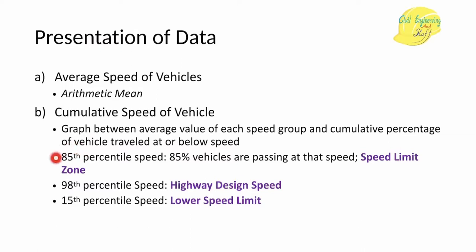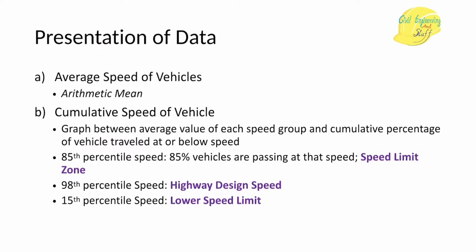So we have the 85th percentile speed, the 98th percentile speed, and the 15th percentile speed. Your 85th percentile speed denotes that 85% of the vehicles were traveling either at that speed or below that speed, and this 85th percentile speed is used as your speed limit.